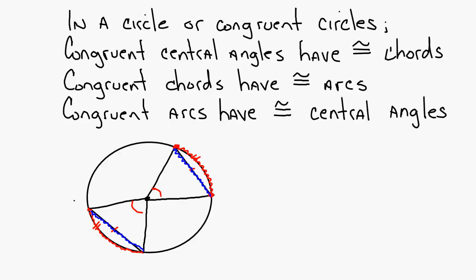And looking at it, hopefully it just makes sense, right? If this angle right here opens up so many degrees, it's going to hit the circle here and here. And if that same angle opens up that same number of degrees on the other side, it's going to hit the circle here and here. And the arcs and the chords are going to be the same. And vice versa, all the way around. Okay?